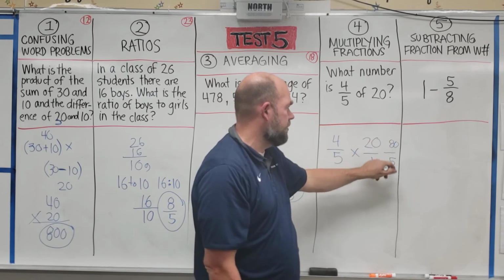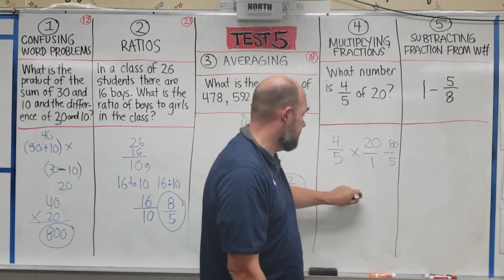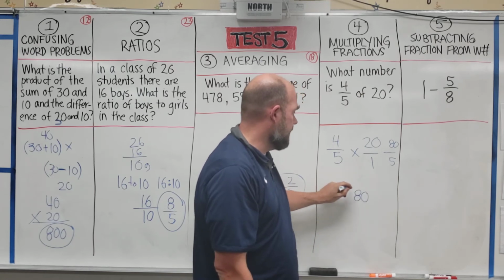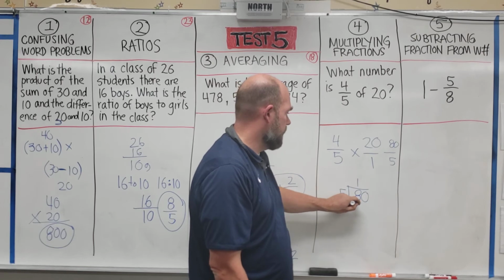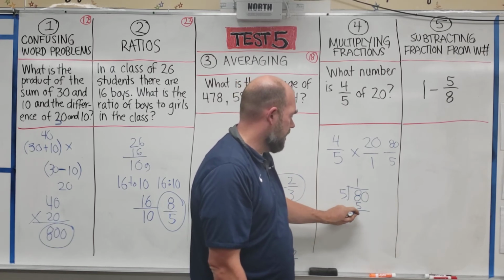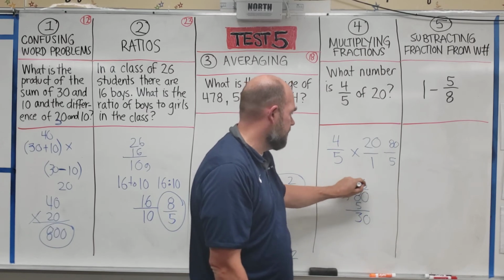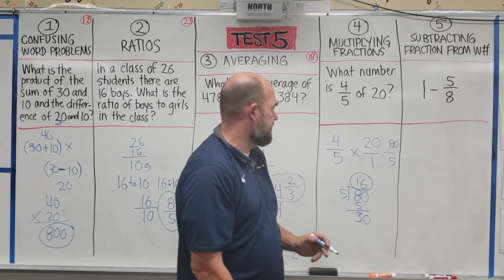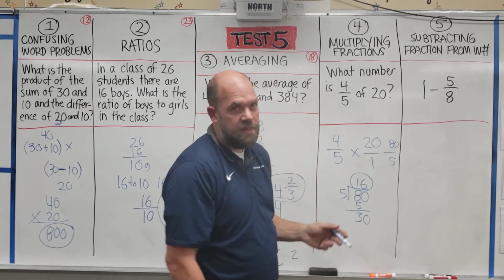So I'm just going to do this as a division problem. Remember, anytime you have a fraction, the top number goes in the box if you're going to divide. So we'll put 80 in the box, divide it by 5. 5 goes into 8 one time. We get 5, subtract and we get 3, drop the 0. 5 goes into 30 6 times. So our answer here is going to be 16. So 4/5 of 20 is 16. That's one way to do it.